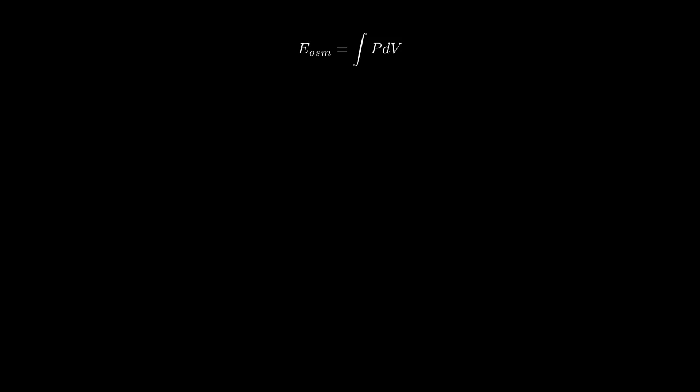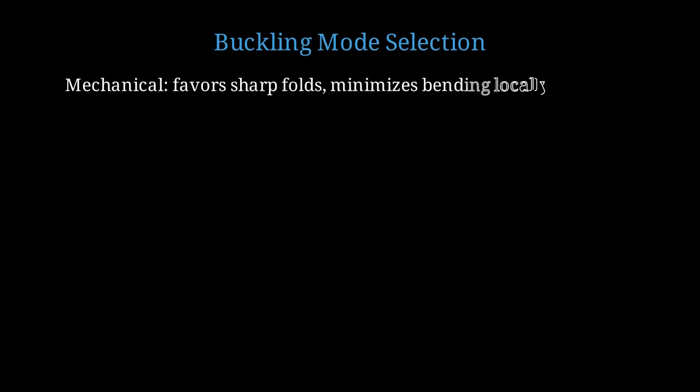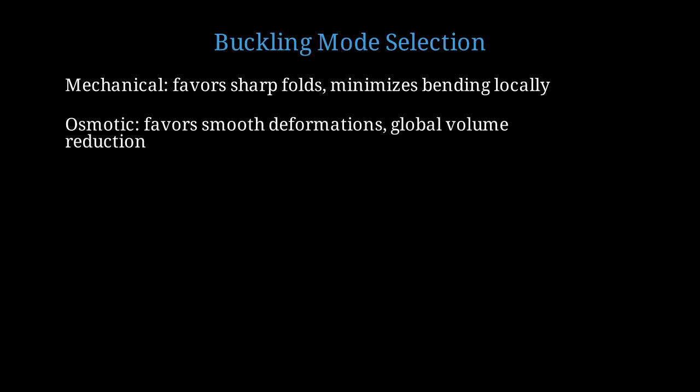The osmotic energy equals the integral of pressure times volume change. This work term is path-dependent. The buckling mode is determined by which shape minimizes the total energy under the given constraints. Mechanical loading favors shapes with sharp folds and creases. This minimizes bending energy locally by concentrating deformation. Osmotic loading favors smooth, gradual deformations. This efficiently reduces volume while minimizing the energy penalty from the volume shape coupling.